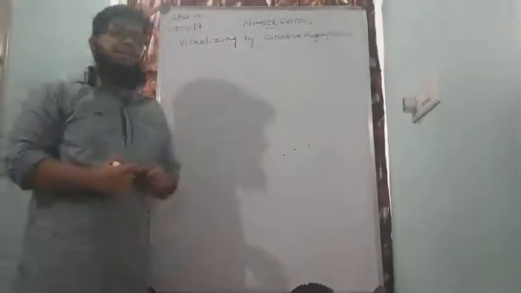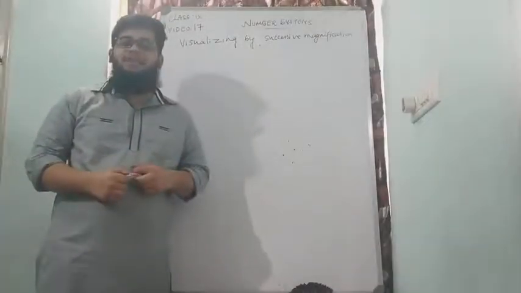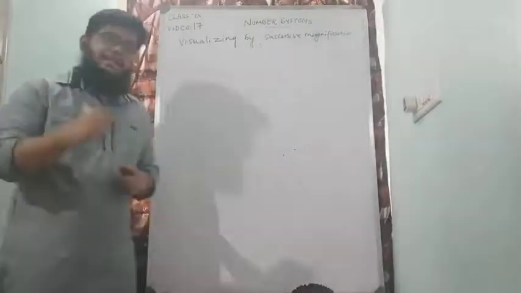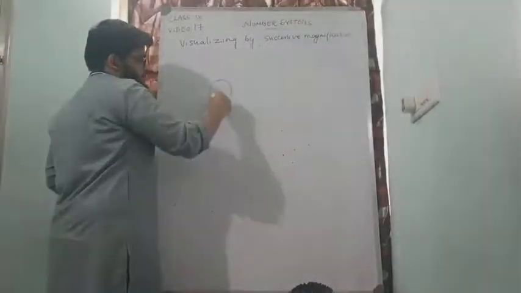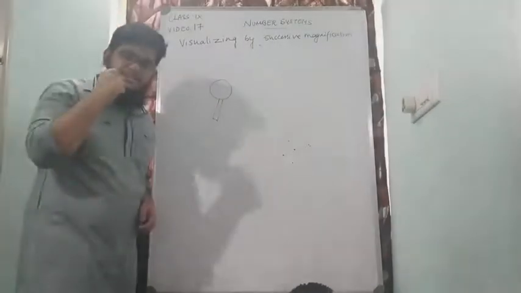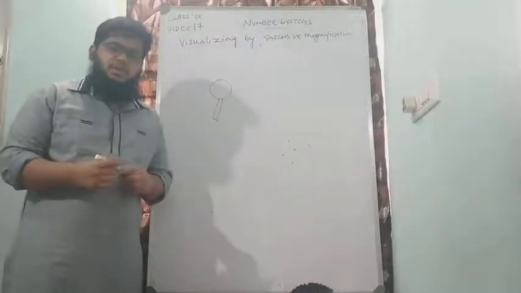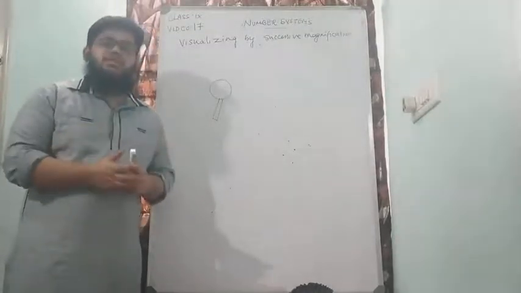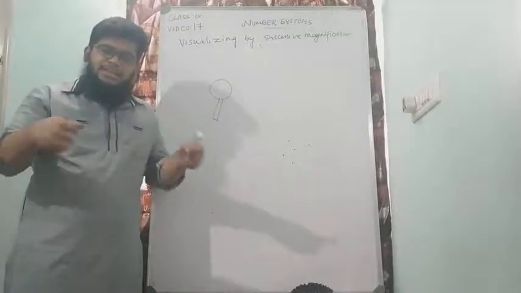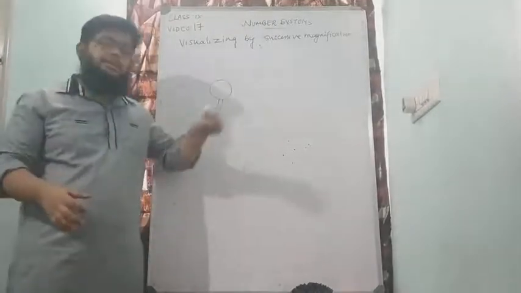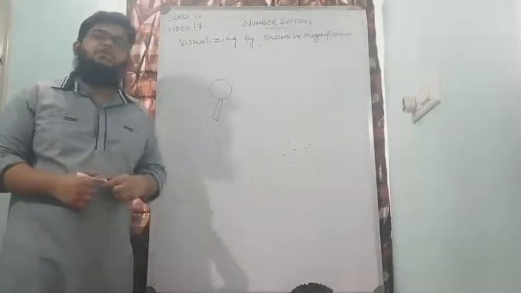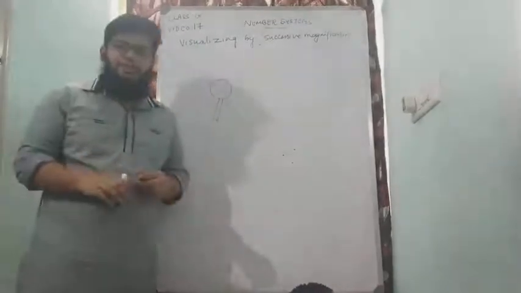What is visualizing by successive magnification? If you have seen a lens, the lens that we hold to see any objects in a larger picture, we will be using that concept. We'll keep on expanding a number line until we get the given number that they have asked in the question. I'll show you one example and then I would want you to try one on your own.